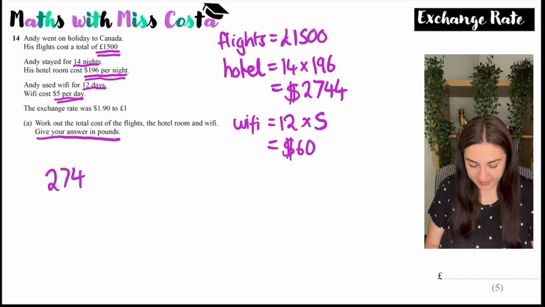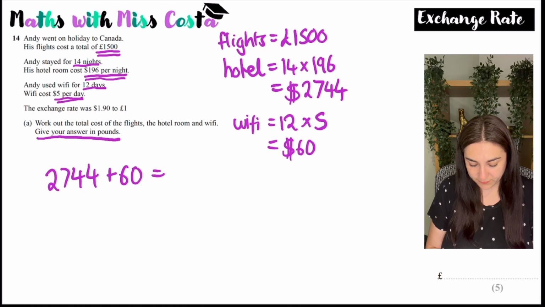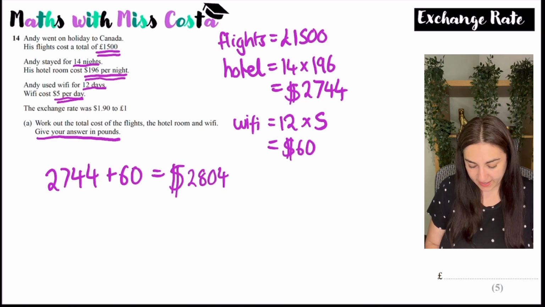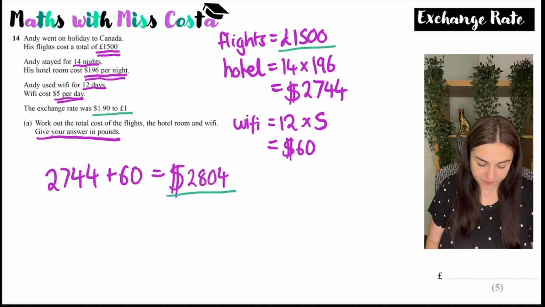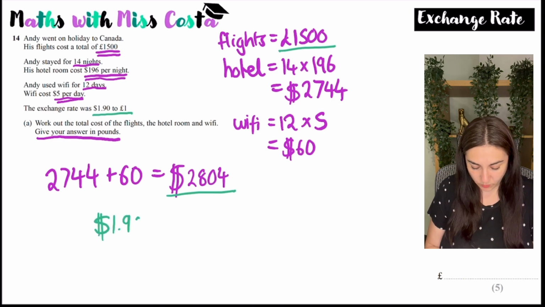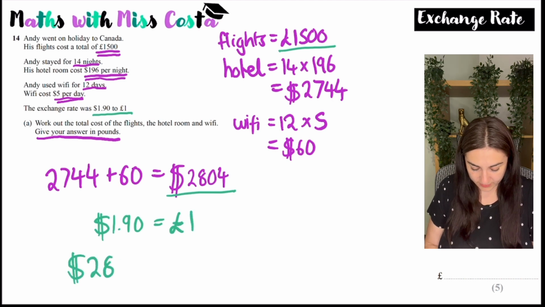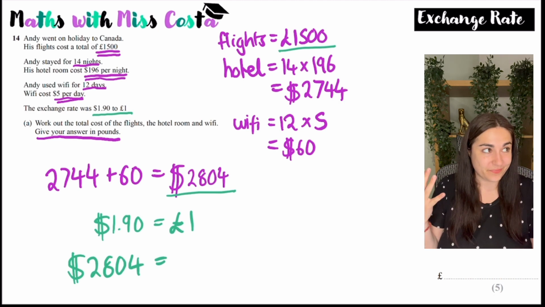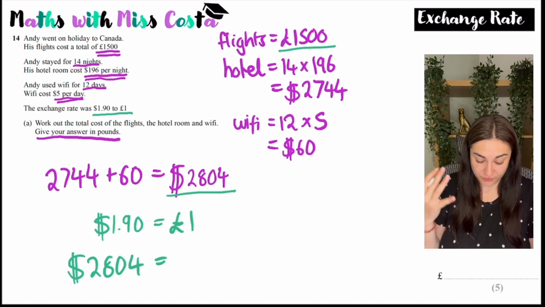So in total, he spent $2,744 plus $60, which is $2,804. So I know he spent £1,500 plus this. Now I know the exchange rate is $1.90 to £1. So if I want to figure out what $2,804 is, I need to figure out how I can convert dollars to pounds.